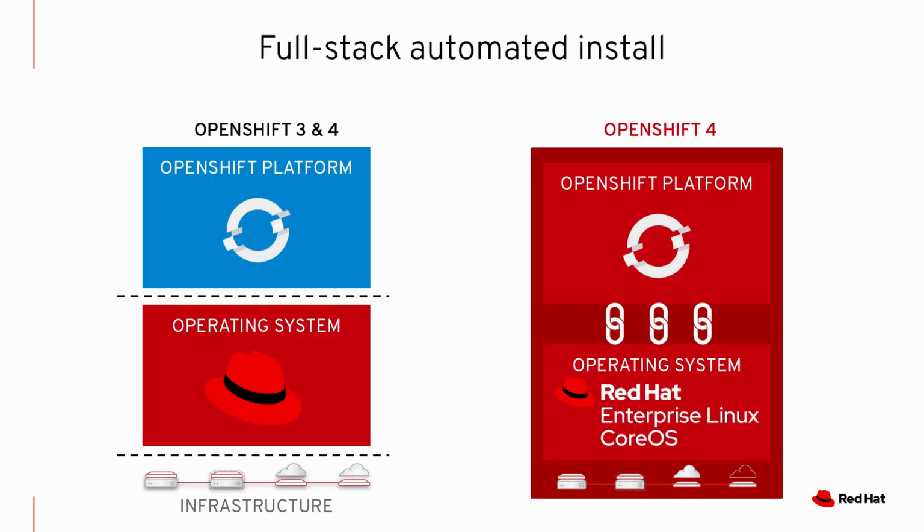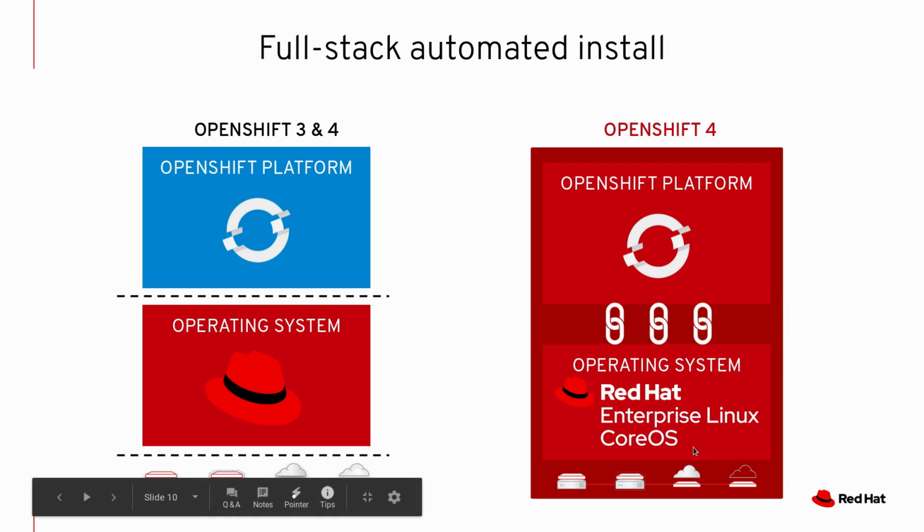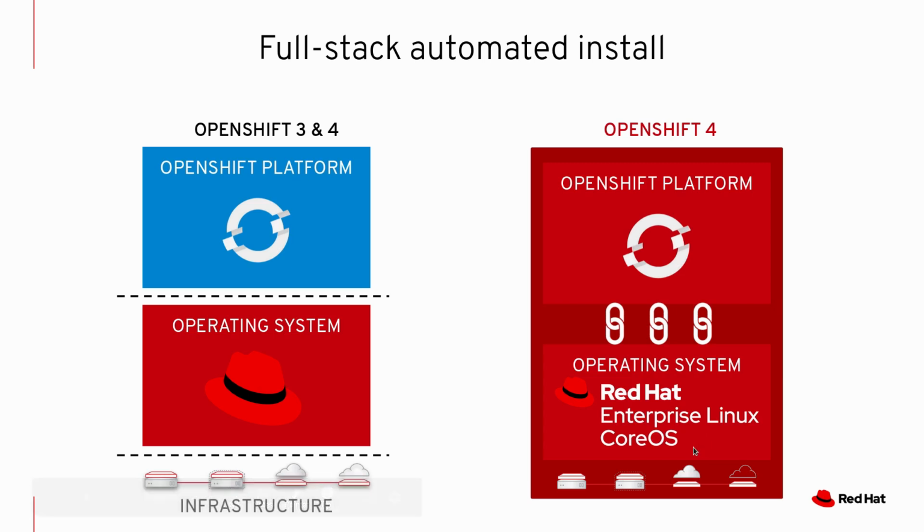So OpenShift is offering you a high level of automation for the installation process. So we have created a new installer in OpenShift 4, which can automatically install the whole infrastructure. So not only the OpenShift platform itself, but also the operating system. In fact, we have fully integrated and connected together the OpenShift and the Enterprise Linux CoreOS operating system.